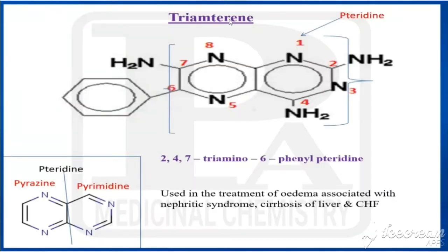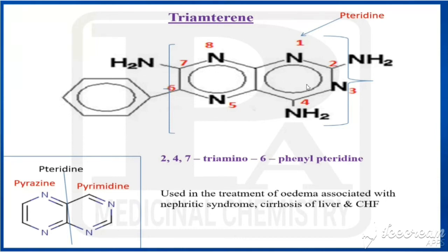The next drug is called triamterene. Look at the structure. This is called pteridine. So what is pteridine? Pyrazine fused with pyrimidine can be called pteridine. What is pyrazine? A 6-membered heterocyclic ring having 2 nitrogens at 1,4 is called pyrazine. And a 6-membered heterocyclic ring having 2 nitrogens at 1,3 can be called pyrimidine. So the fusion of pyrazine with pyrimidine can be called pteridine. Here, look at the structure. It has the pteridine nucleus. So what is pteridine?